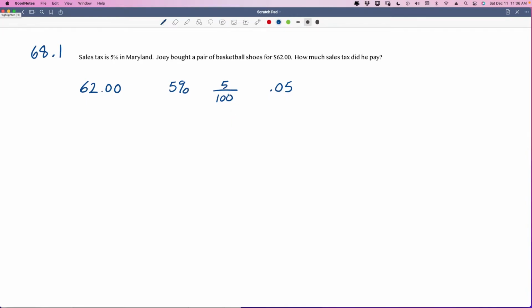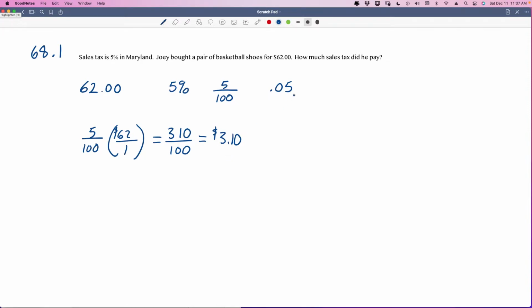In order to find sales tax, we're going to multiply the percent times the cost of the item. So we are going to say 5 over 100 times 62. We'll put that over 1 because that's a whole number. That's going to equal 310 over 100, which is going to equal $3.10, or 3.1. And we know this is money, so $3.10 is how much sales tax.